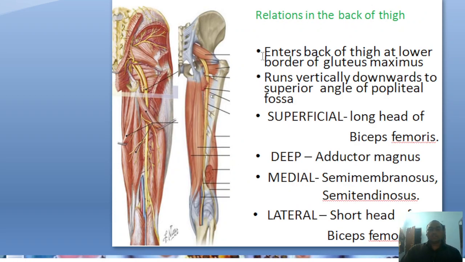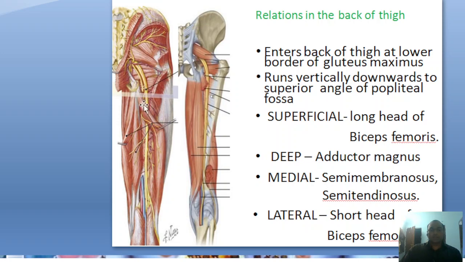Lastly, this is the relation of the sciatic nerve in the back of the thigh. It enters the back of the thigh at the lower border of gluteus maximus and runs vertically downward to the superior angle of the popliteal fossa. Here, at the superior angle of the popliteal fossa, it divides into the tibial and common peroneal parts.